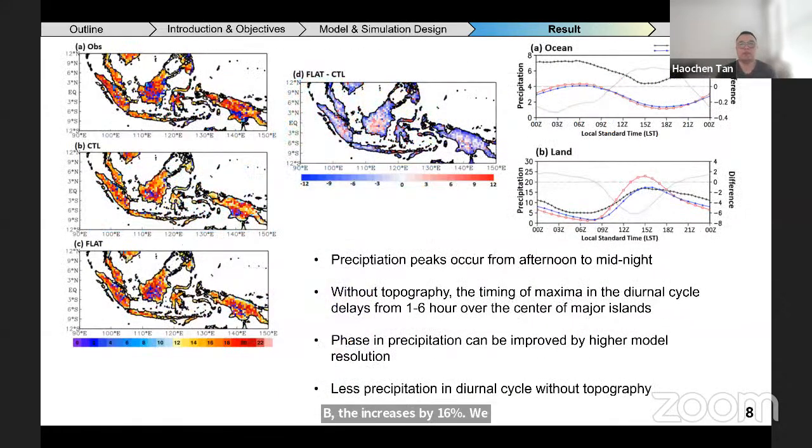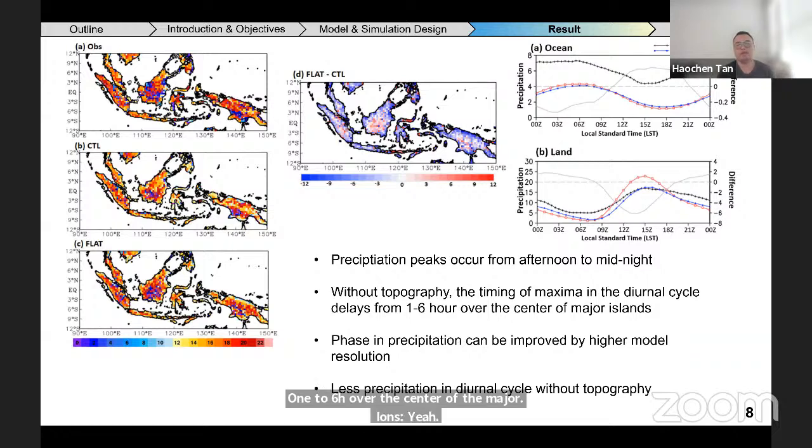We also examined the timing of the maximum in the diurnal cycle of precipitation. The rainfall peaks over the islands occur from afternoon to midnight in the Maritime Continent. The distinct feature in the flat experiment compared with the control is that the timing of the maximum in the diurnal cycle is delayed from 1 to 6 hours over the center of the major islands.